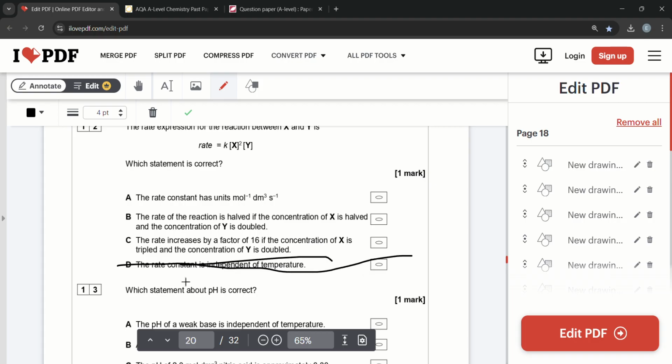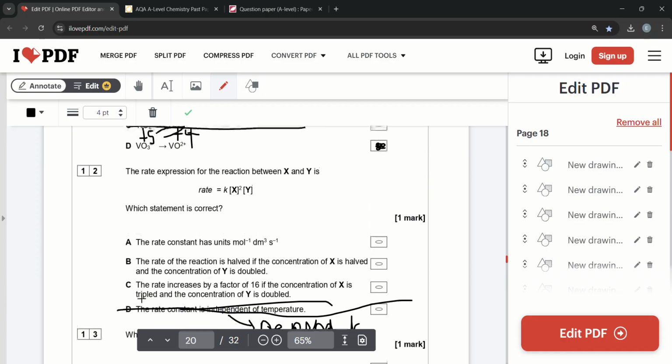D is a constant, so therefore it's independent of temperature. Temperature does affect the constant. Remember, Kc, Kp, temperature affects it. So D is definitely incorrect. So now we're left with three. The rate constant has units of that.